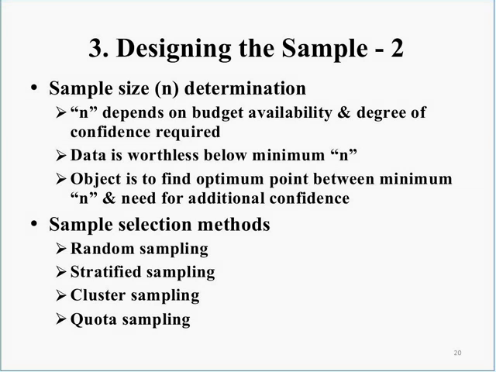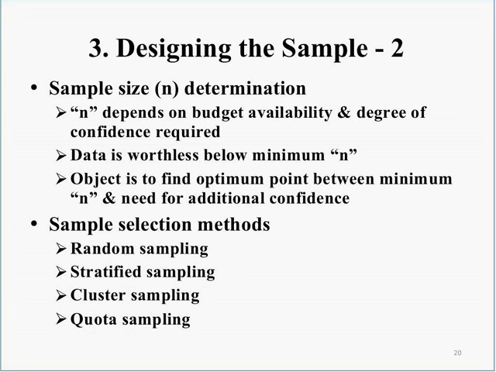The object, as you can see on the slide, is to find the optimum point between the minimum N and the need for additional confidence. And what needs to be done in many cases is to iterate, go back and forth to determine the sweet spot where you're getting as close as you can to the confidence that you want, and what size N you're going to have to use to get it, depending on the amount of maximum allowable error that you and your client are willing to accept.